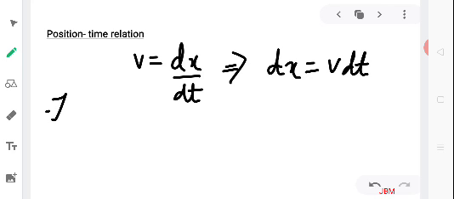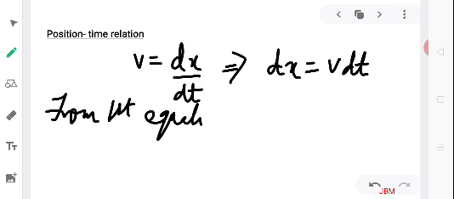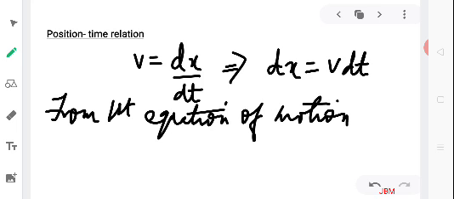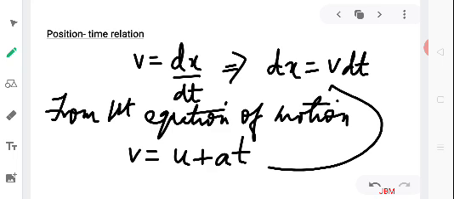Now from the first equation of motion, we know that v is equal to u plus a t. Just now we have derived it. So can we express v in this equation as v equal to u plus a t? Obviously we can do it.